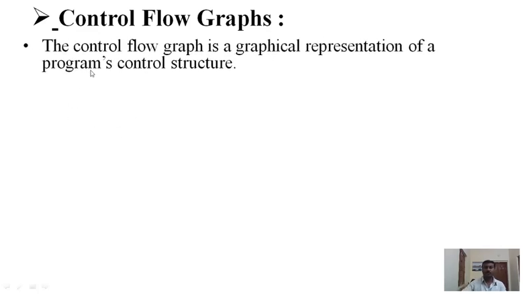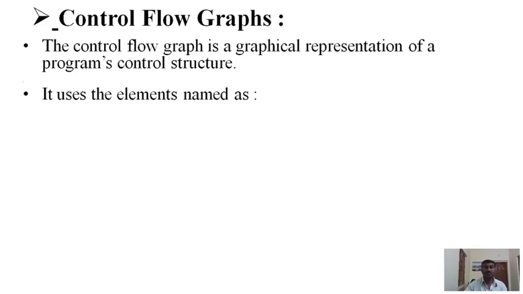A control flow graph is a graphical representation of a program's control structure. In programs we have control structures, and how the control is flowing is represented in graphical manner. It is called a control flow graph. So a control flow graph is a graphical representation of a program's control structure.